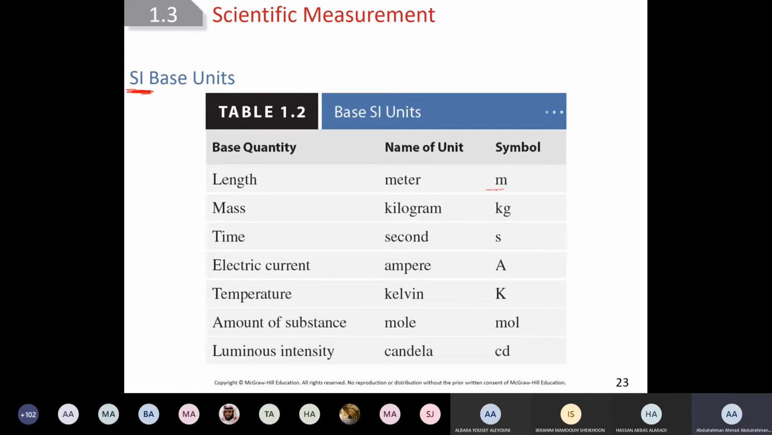Clear? Okay. What's this? Meter. When we want to measure distance, we use meter. If we have mass, we use kilogram, not gram. If it's time, second. If it's electric current, ampere. If it's temperature, Kelvin. For amount, we're going to talk about mole. And the last one, candela, is for light, not important, so you don't have to memorize it. I hope this is clear.